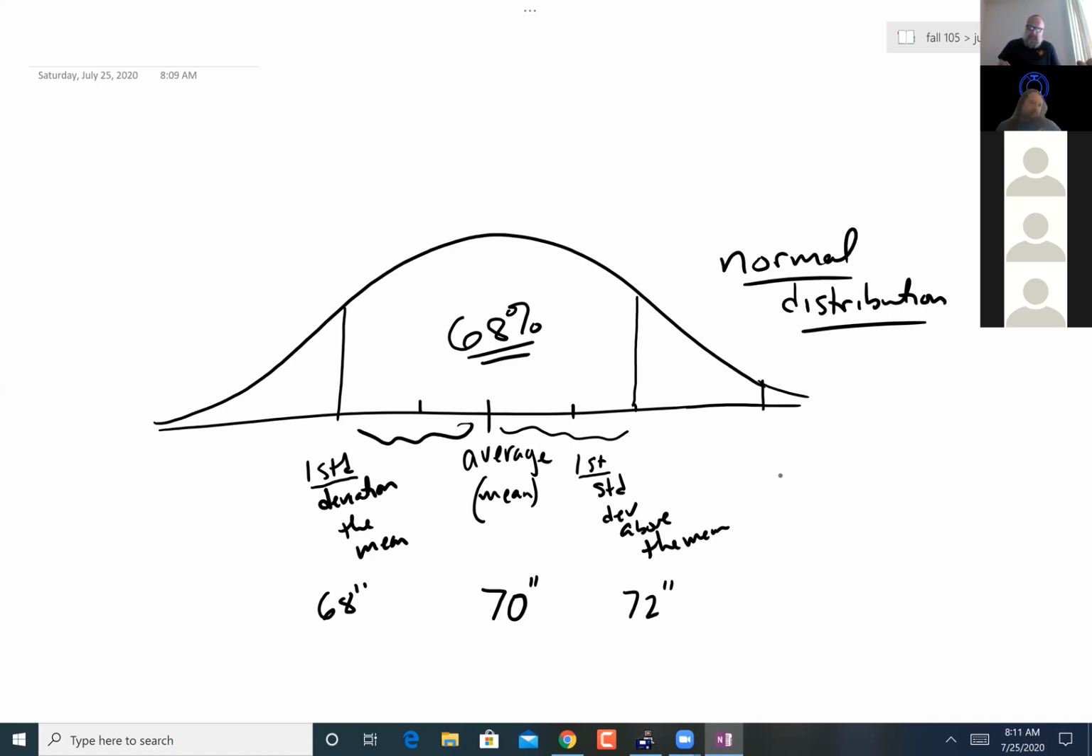If you go out 2 standard deviations, this is 2 inches, so 2 more inches would put me at 74 inches, which is 6'2". And down here, 2 more inches puts you at 5'6".